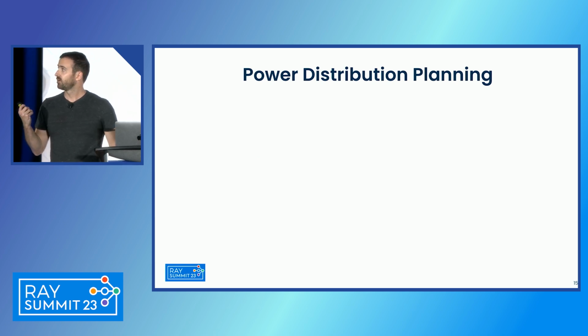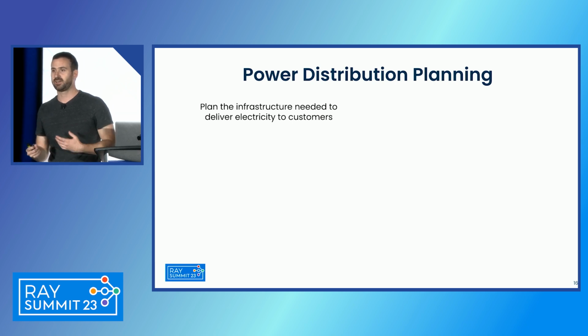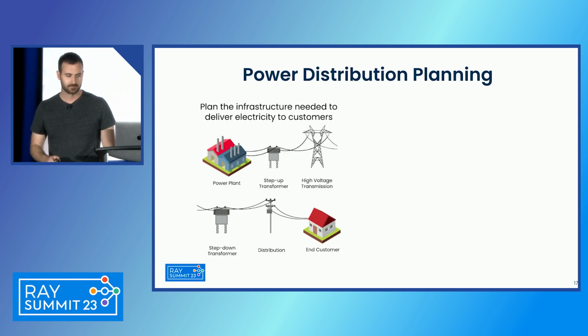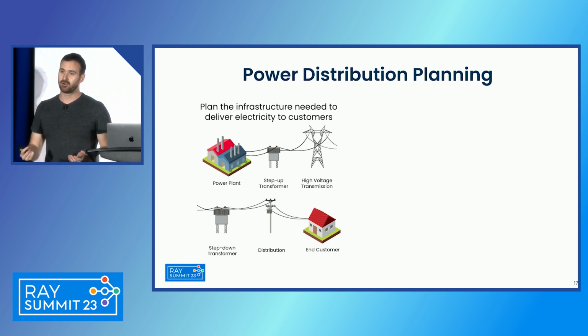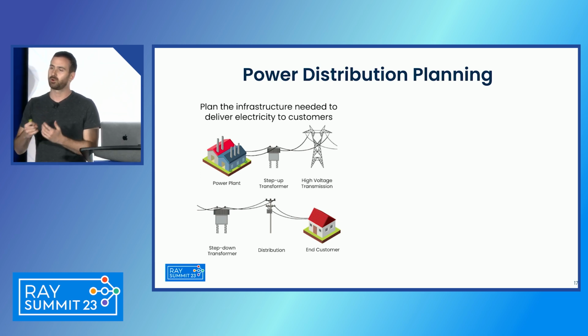So starting with a background on power distribution planning, the goal of this process is to plan all the infrastructure needed to deliver electricity to end customers. There's a number of different pieces of equipment in this flow. Power will start off at some sort of power generating station. It'll be stepped up to a transmission voltage where it can flow across large transmission lines.